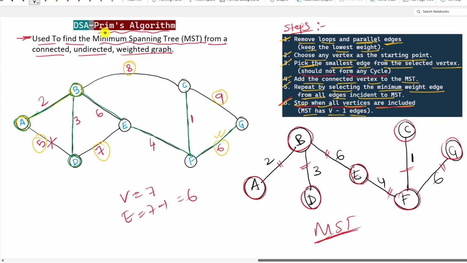This way we can follow the Prim's algorithm steps and find the minimum spanning tree of a graph. Hope you understand the concept.